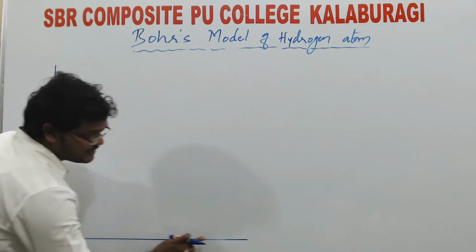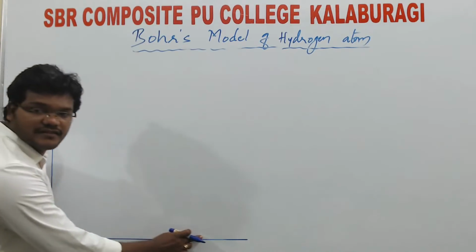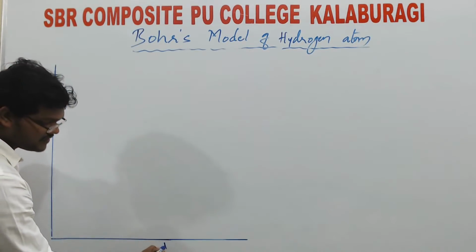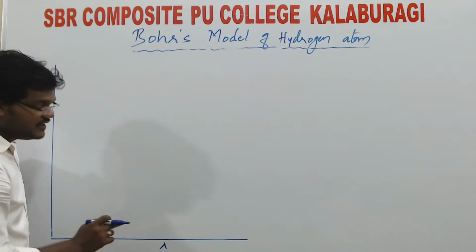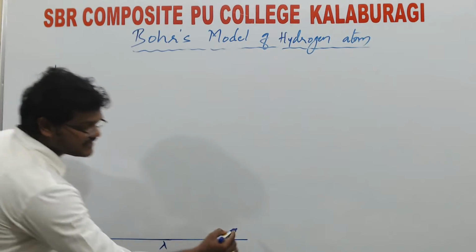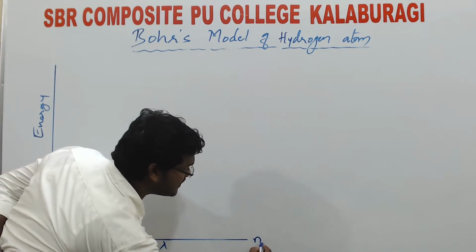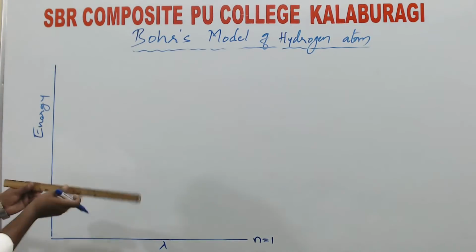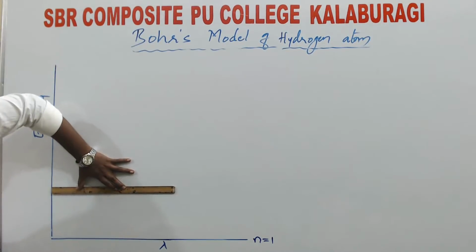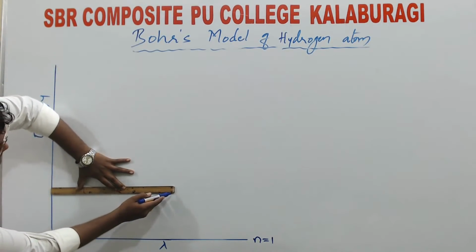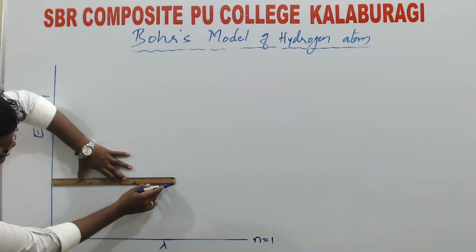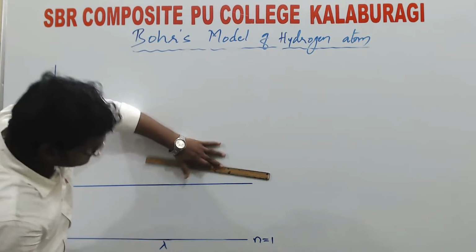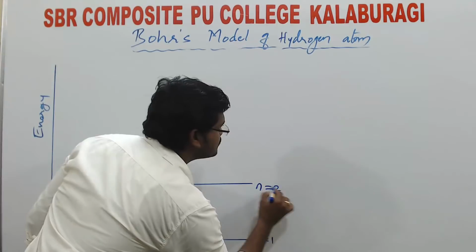This is my first energy level. Lambda is nothing but wavelength. Now this is my first energy state, that is n equals 1, the first energy level. And over here I will draw my second energy level. So this is my n equals 2.